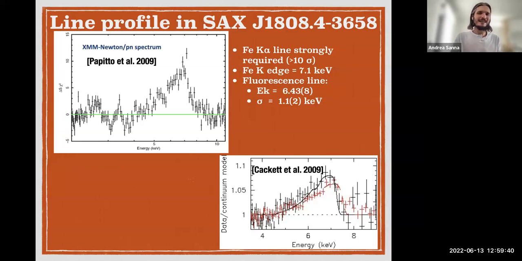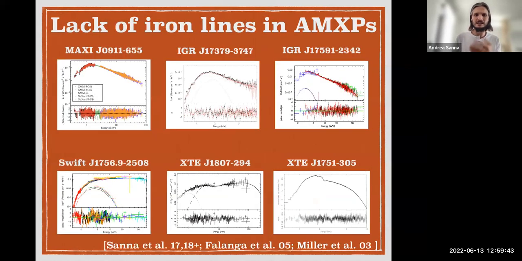It doesn't seem to be the case for all the accreting millisecond X-ray pulsars. This is a collection of accreting millisecond X-ray pulsars where there is no hint of an iron line. And this is actually an interesting aspect. It's probably telling us that the state at which we observe the system, plus the properties, probably ionization of the disk and some other things, do not seem to favor strong iron line emission for the whole class of accreting millisecond X-ray pulsars. This is one thing that we are currently investigating.